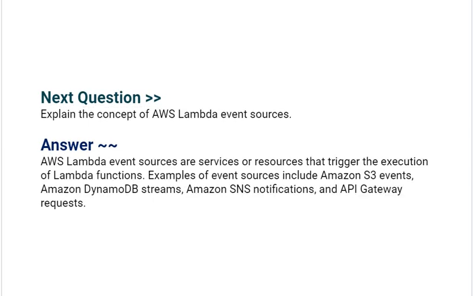Our next interview question is: explain the concept of AWS Lambda event sources. Your answer should be AWS Lambda event sources are services or resources that trigger the execution of Lambda functions. Examples of event sources include Amazon S3 events, Amazon DynamoDB streams, Amazon SNS notifications, and API Gateway requests.